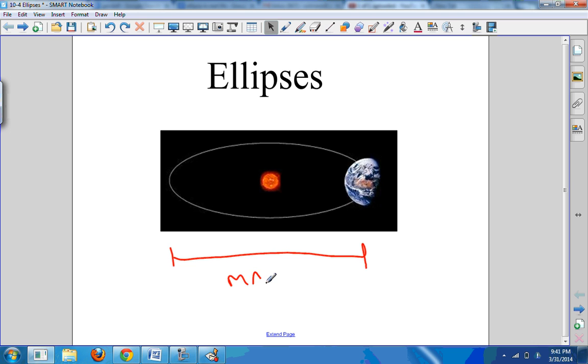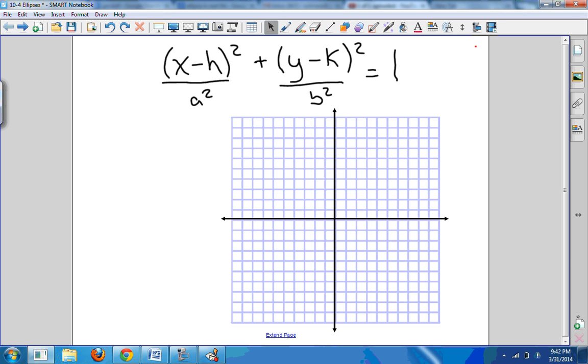We have two axes. We have a major axis, goes from here to here, and then we have a minor axis. It goes from here to here. Probably moved over to the left a little bit though, right? Here to here. Alright, so we're going to use those to help graph our ellipse. If you can graph circles, you can graph ellipses. They're very easy to do. I think you'll find this to be a very easy lesson.